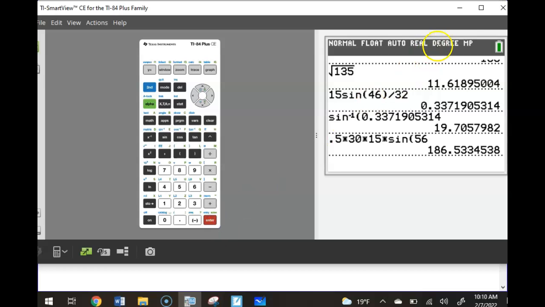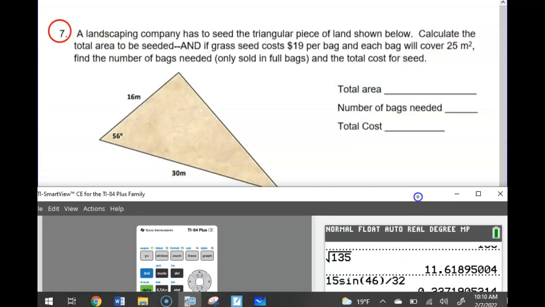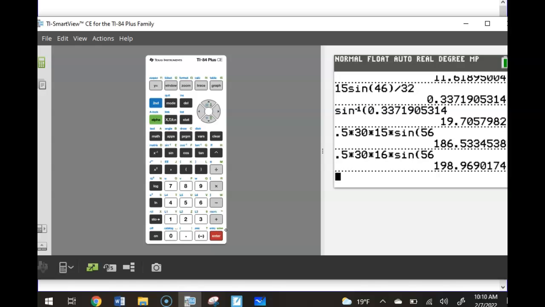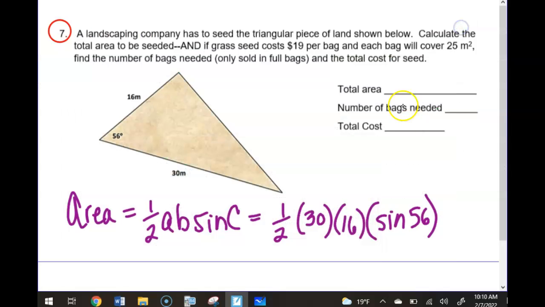Anybody else getting 186.5, or did I type something wrong? I feel like I typed something wrong. It was supposed to be 16, wasn't it? I typed 15. I thought it was closer to 200. I kind of remember. There, now I got 199, yeah. So I got 199 square meters. Or was it 198.9? Okay.